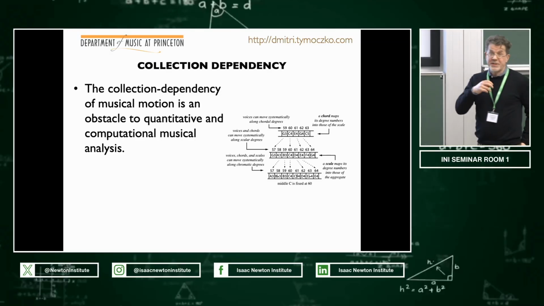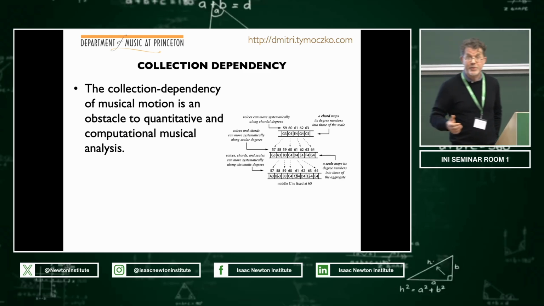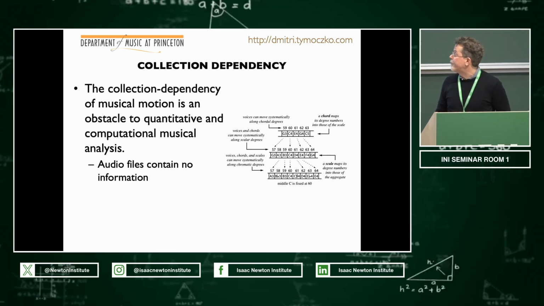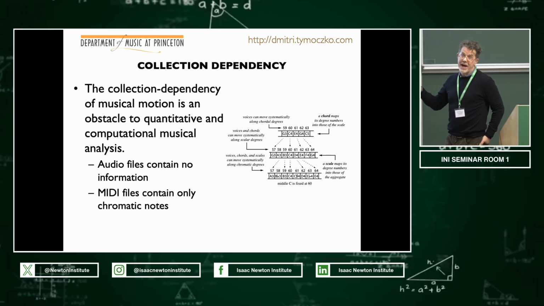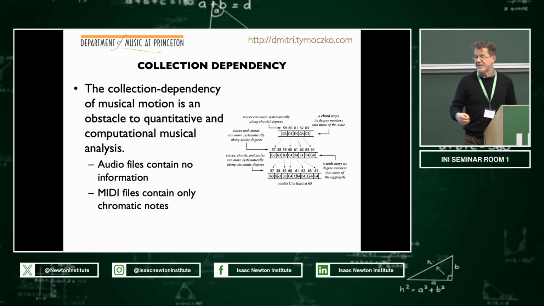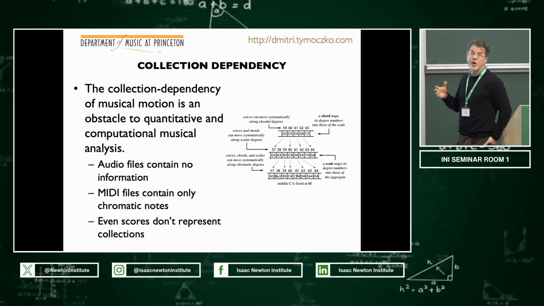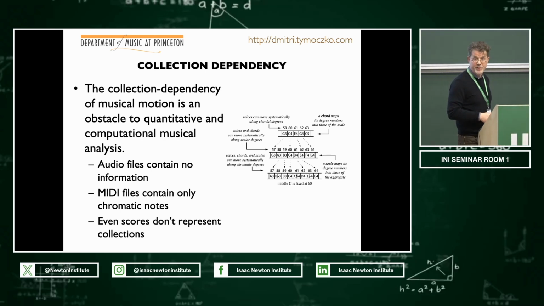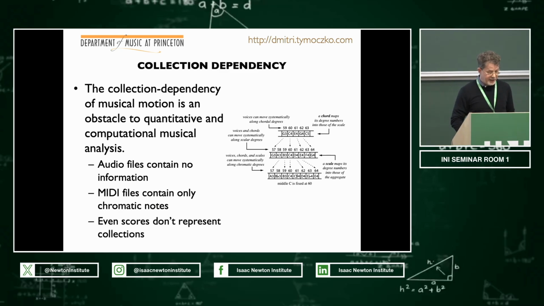All right, so from a scientific point of view, the collection dependency of musical motion is a real obstacle to quantitative and computational musical analysis because audio files give you no information about what's going on. MIDI files contain only chromatic notes, so I see a lot of quantitative analyses of music that are just using the wrong distance measure because they're measuring things only in terms of steps on the chromatic piano keyboard, and that's not the syntactically relevant notion of distance. Even musical scores don't represent collections in any kind of perspicuous or obvious way. And this is actually something that I'm working on.